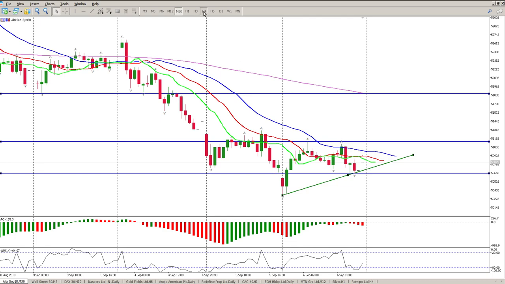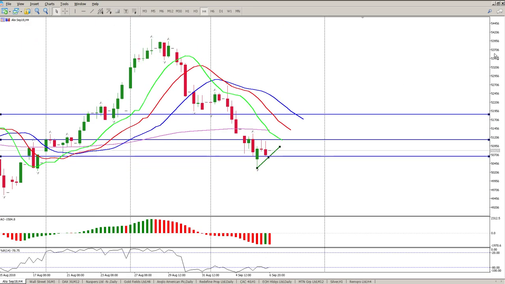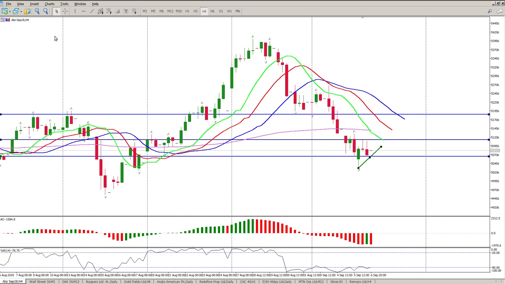51854. Before we get there, I just want to pick up anything that we may have to the downside, and we do have a fairly significant target to the downside here.